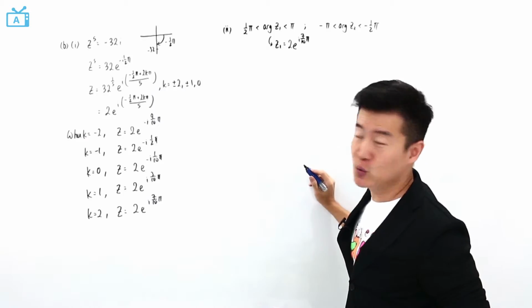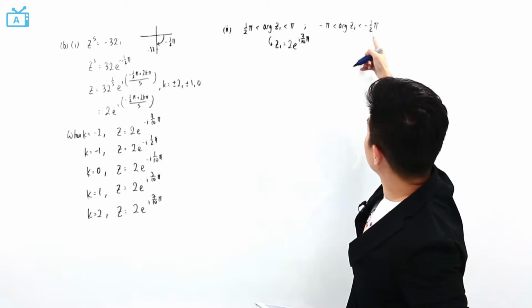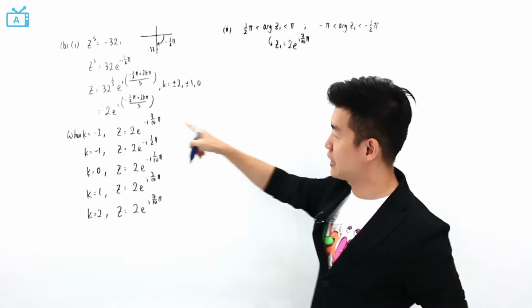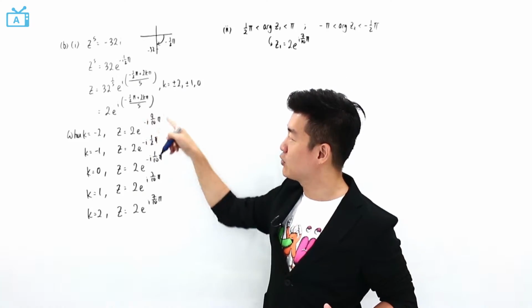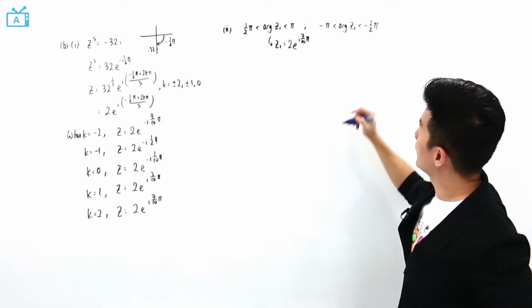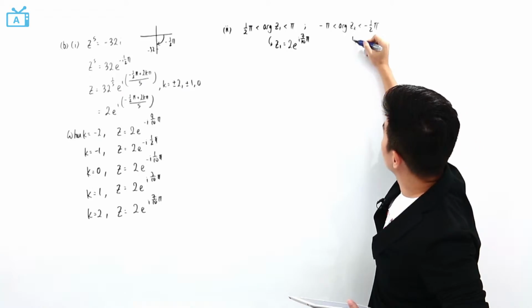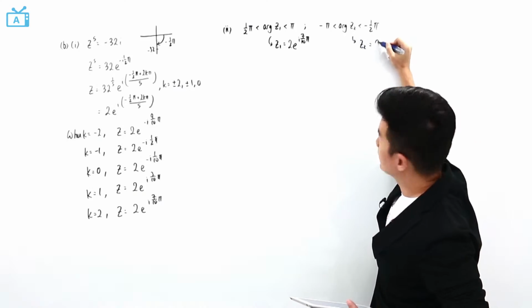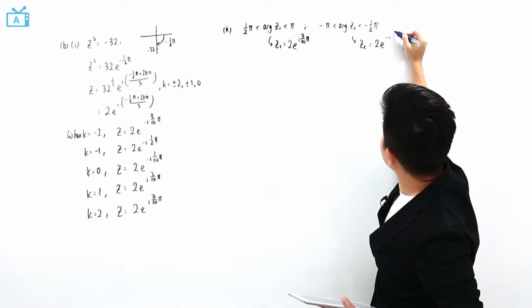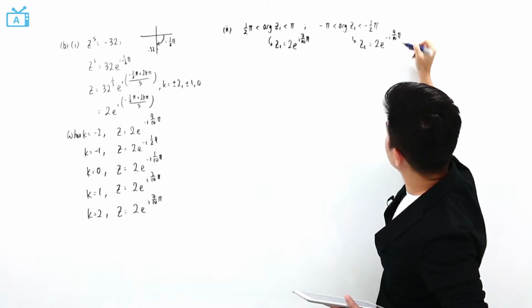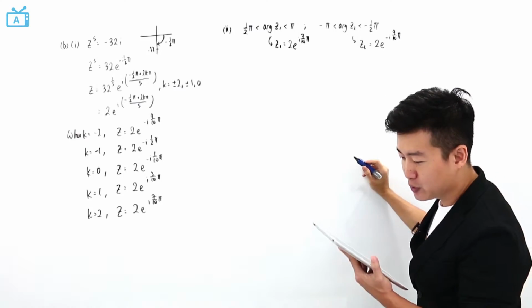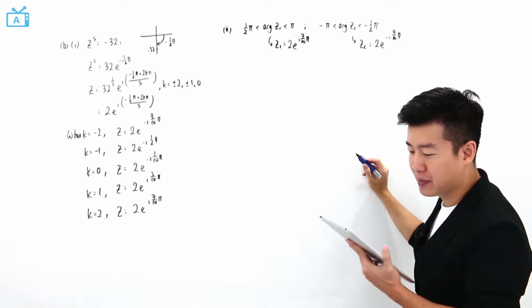As for Z2, its argument is between minus pi and minus half pi, which means that Z2 must be this, because minus 9 over 10 pi is between minus pi and minus half pi. So from here, Z2 is 2e to the power of minus i, 9 over 10 pi. And I'm supposed to find the argument of Z1 minus Z2.